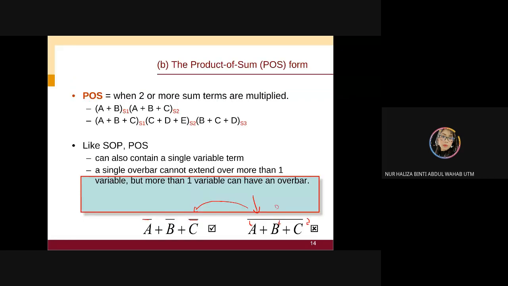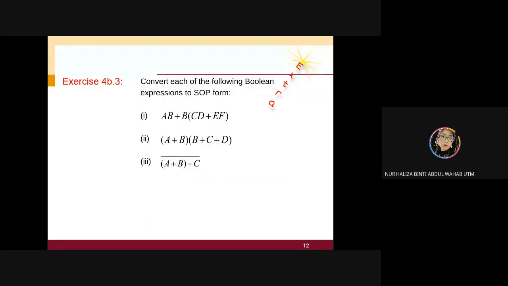And let's take a look into the exercise here. Convert the following Boolean expression to the SOP form. Some is okay, that is POS. This one is also a POS, although this part is going to have SOP, but you need to make it a full SOP version. This is also not SOP yet, because you have the single bar over multiple variables.